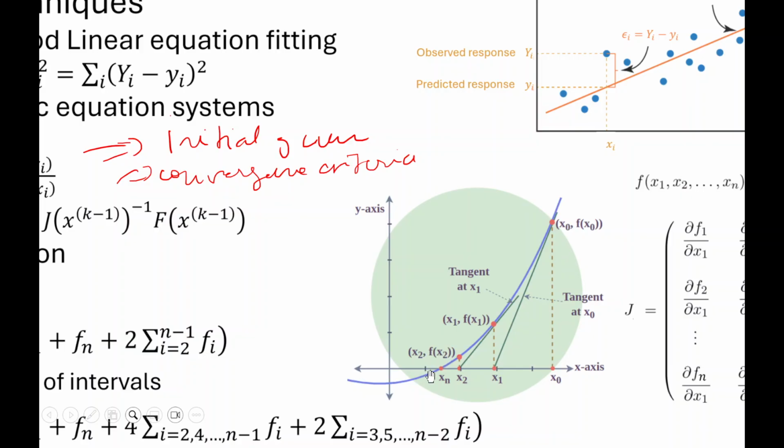So the solution of this f(x) will be at that point where y is equal to 0. At that x where y is equal to 0 is your solution. So you take some initial guess. Suppose this is your initial guess. And if you apply the Newton's method, basically it follows this path, your tangent.